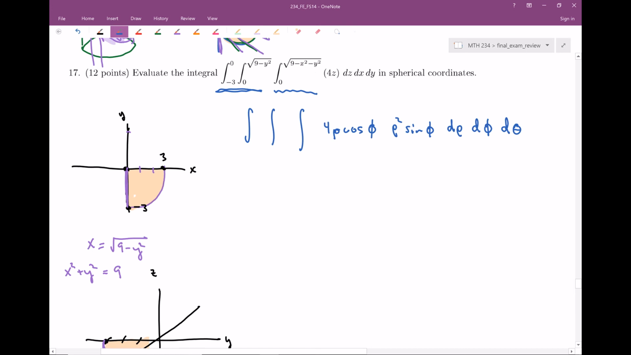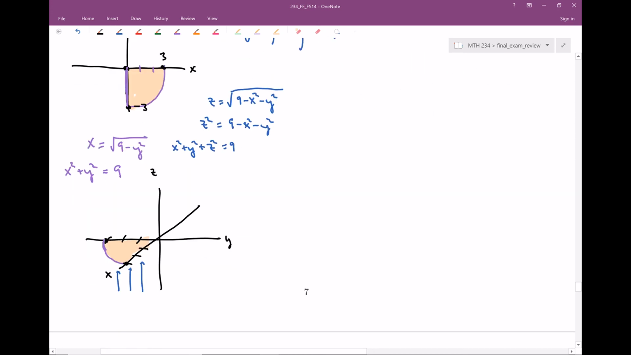Already, because I'm doing it in spherical coordinates, I'm thinking this is probably a sphere, but let's double check. So I have z is equal to the square root of 9 minus x squared minus y squared. I square both sides. I get z squared is equal to 9 minus x squared minus y squared. And so rearranging, I get x squared plus y squared plus z squared is equal to 9. So this is indeed a sphere of radius 3, because 9 would be r squared here. Or rho squared, even better yet.